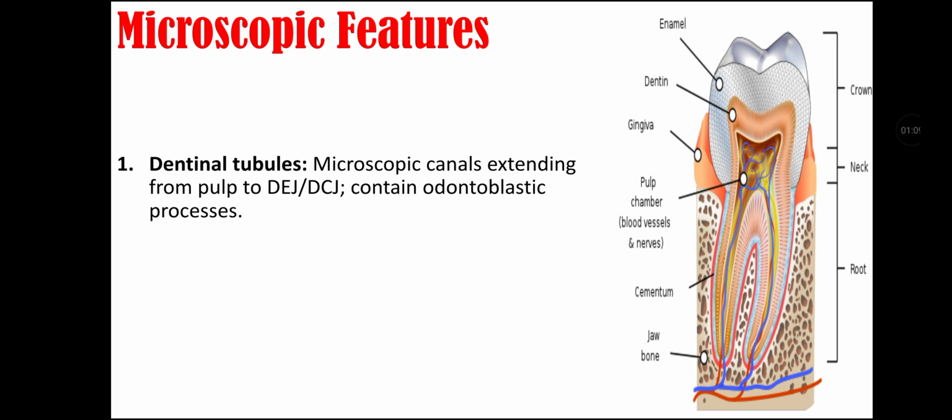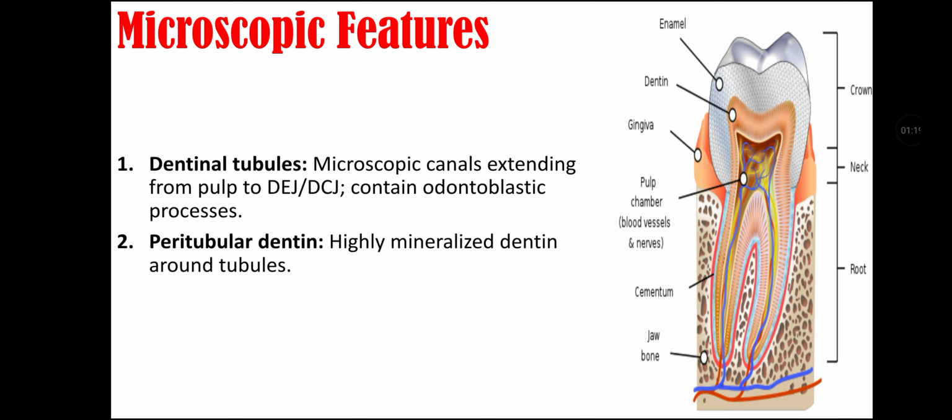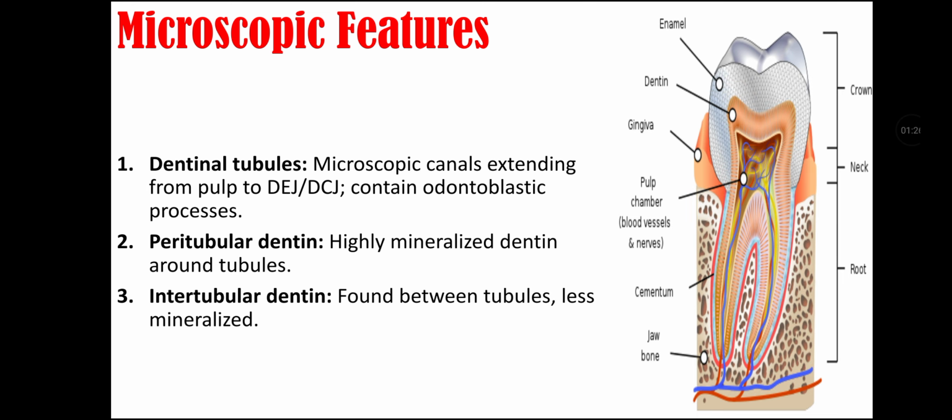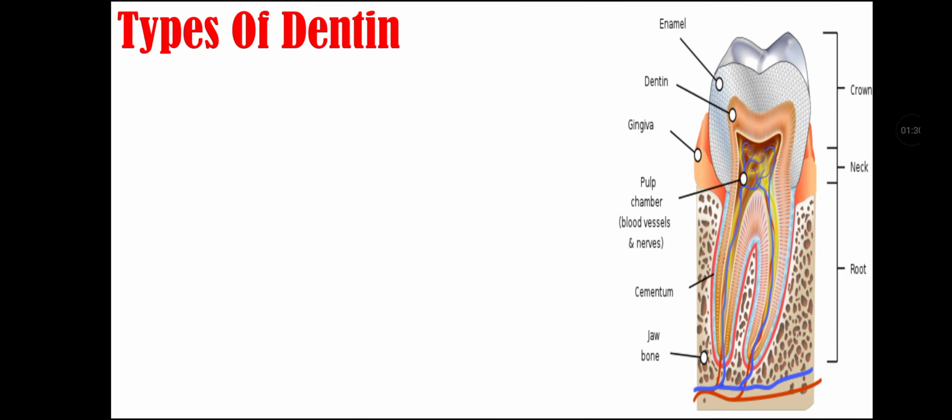Microscopic features of dentin. There are dentinal tubules that are microscopic canals extending from pulp to dentino-enamel junction or dentino-cemental junction that contain odontoblastic processes. It has peritubular dentin, that is highly mineralized dentin around the tubules. Third feature is intertubular dentin, that is found between tubules and it is less mineralized.